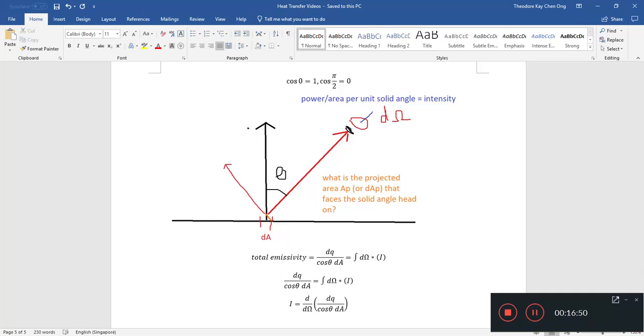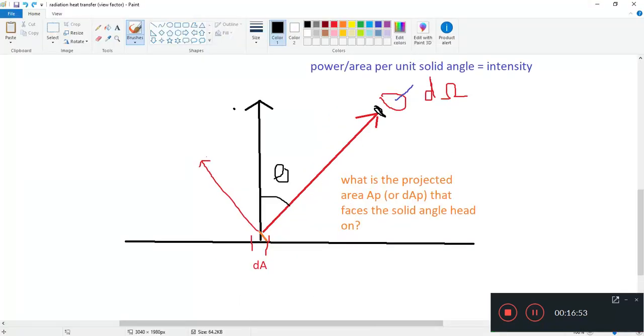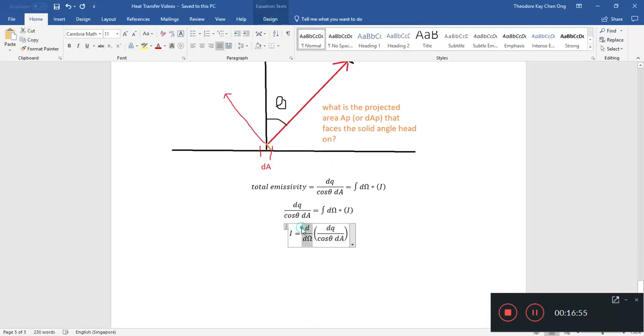So in this video we defined what intensity is. In the following video we can start with our little two-plate problem and try to calculate our view factor. So these are the general concepts we need to know before we start on the view factor.